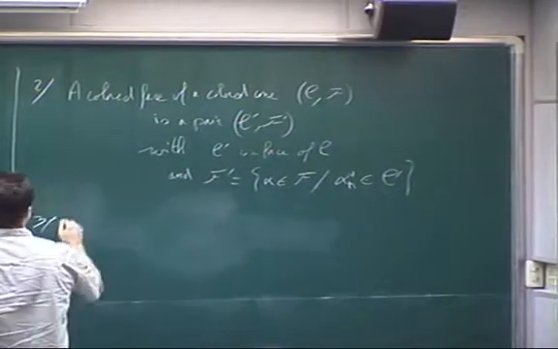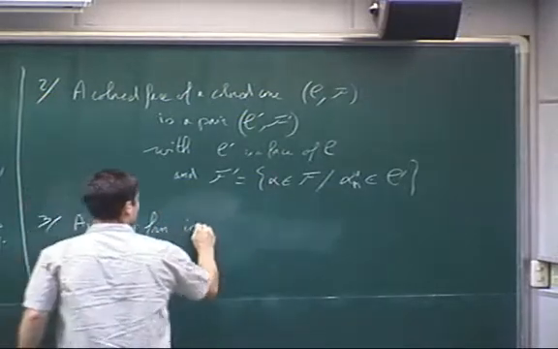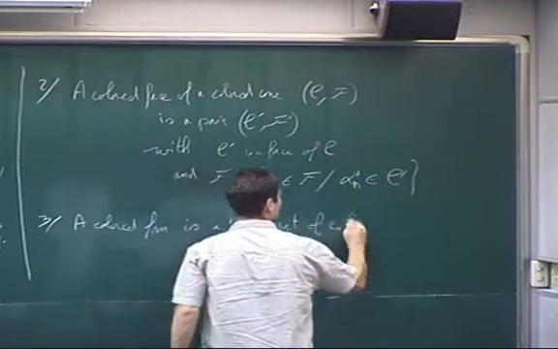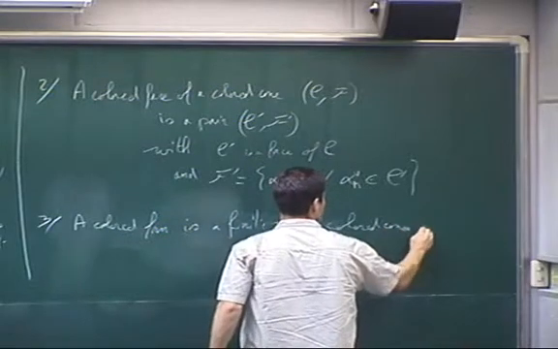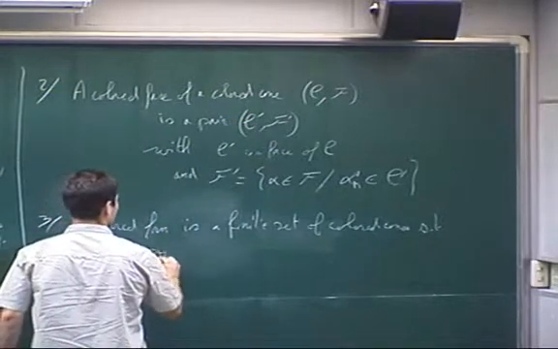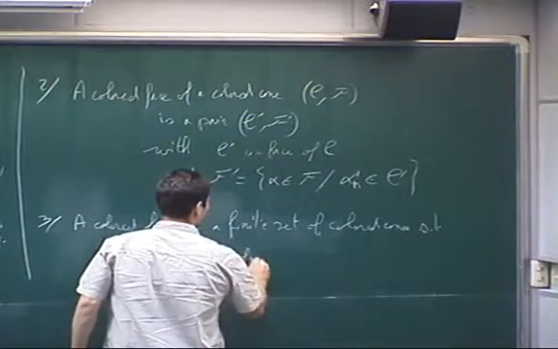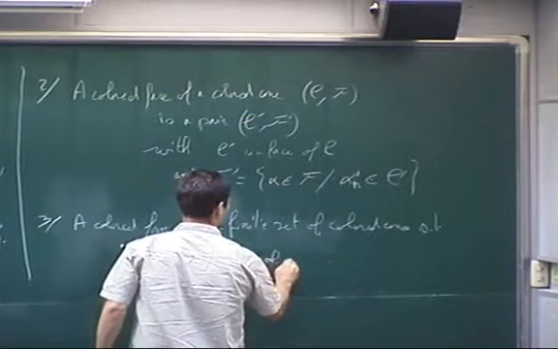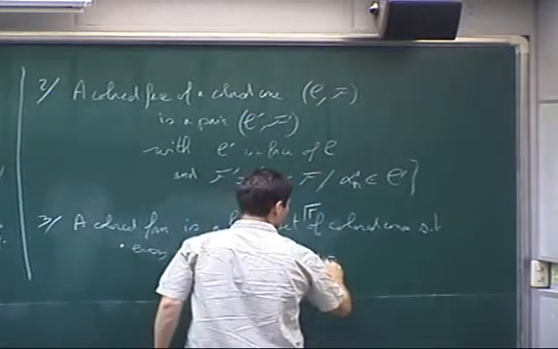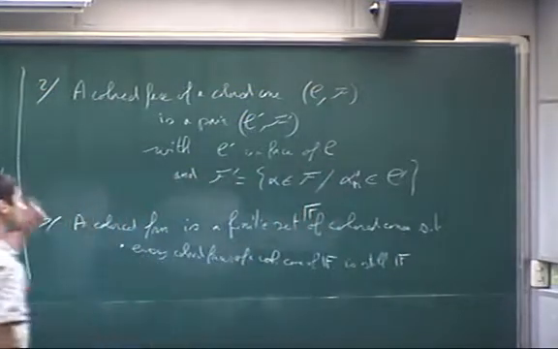And then we can define a colored fan. It's a finite set F of colored cones, such that every colored face of a colored cone of F is still in F. So it is stable under taking colored faces.